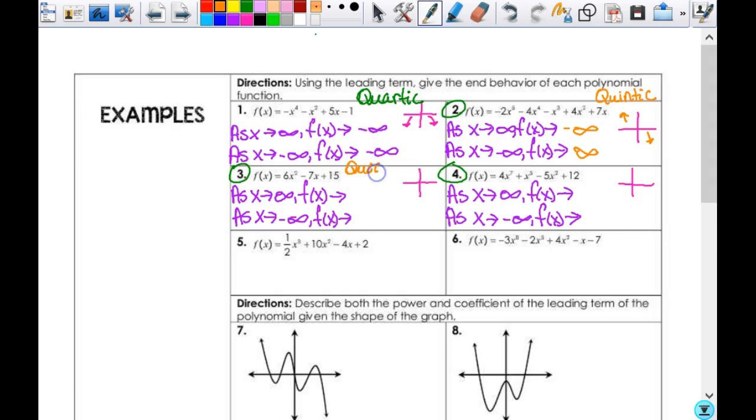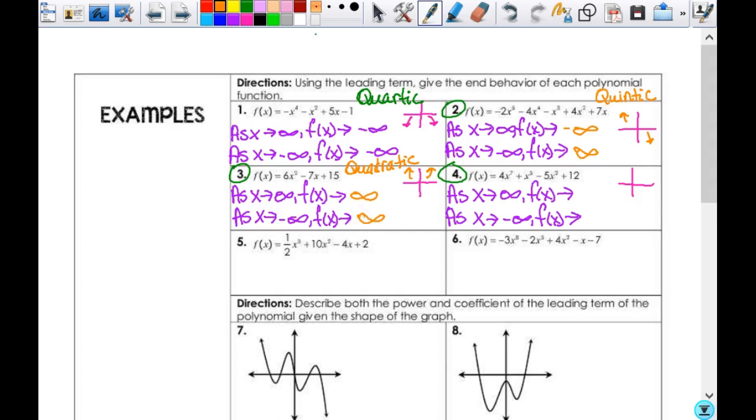Quadratic. Good Lord, we should not have trouble with that one anymore. Quadratic. All right. Up, up, down, up. What is it? Up, up. All right. So that means whether x is approaching infinity or negative infinity, the y values are approaching infinity.